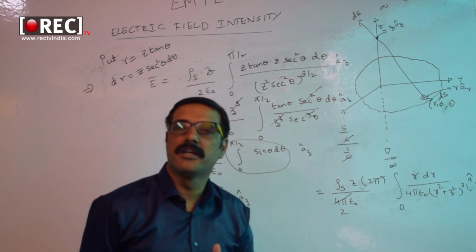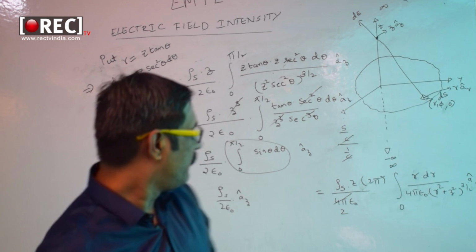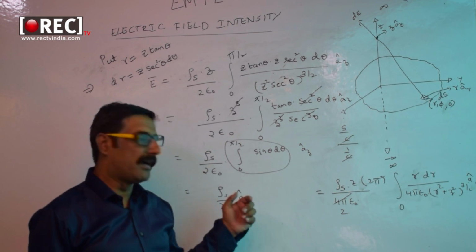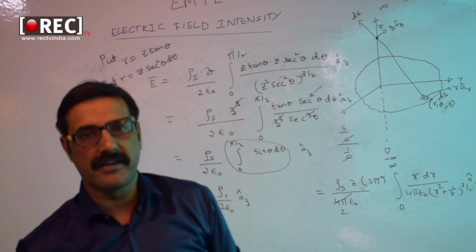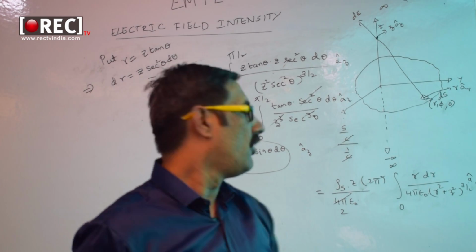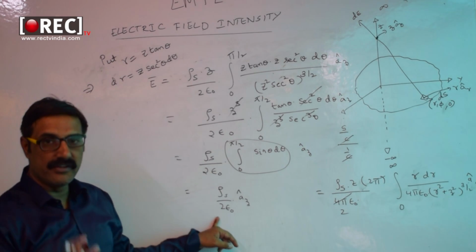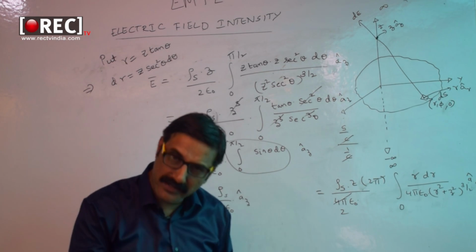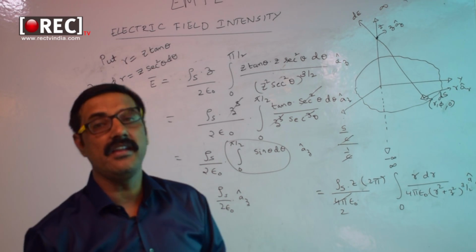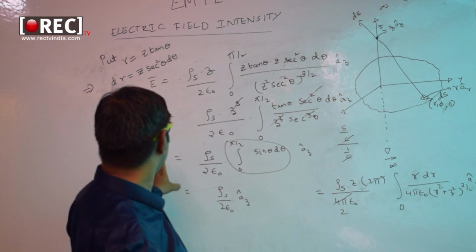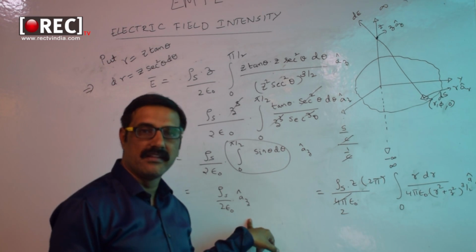So one thing you should remember here: in the electric field intensity due to the line charge, we have a distance in the denominator. But coming to the electric field intensity due to a sheet charge, there is no dependency of the final value on the distance. So we can say that the electric field intensity due to a line charge depends on the distance between the line charge and the point where we are interested in determining the electric field intensity.